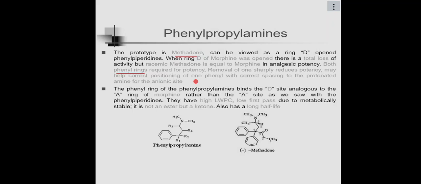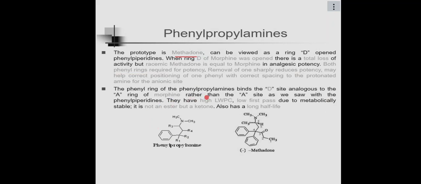Again, therefore, a phenyl ring is necessary for maximum potency. Here it is maximum, because we have said removing one sharply reduces activity, but the activity is not lost. So you require the two phenyl rings. If you remove one, there will be a reduction in activity.